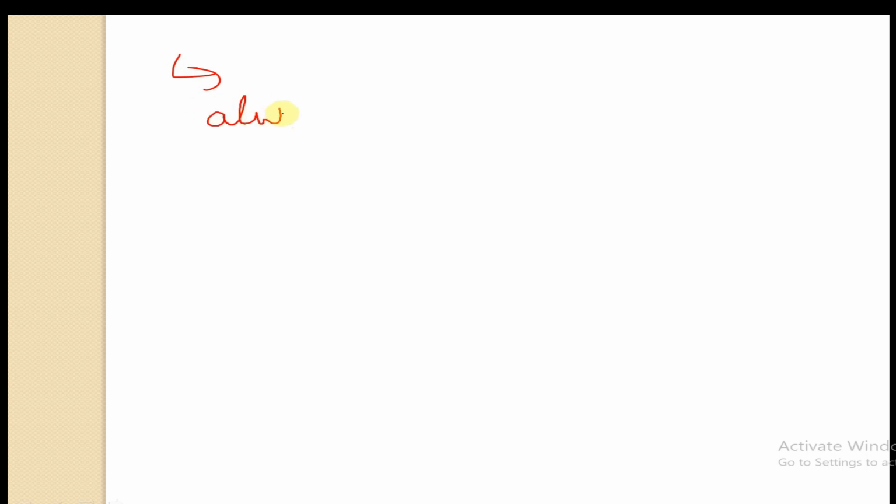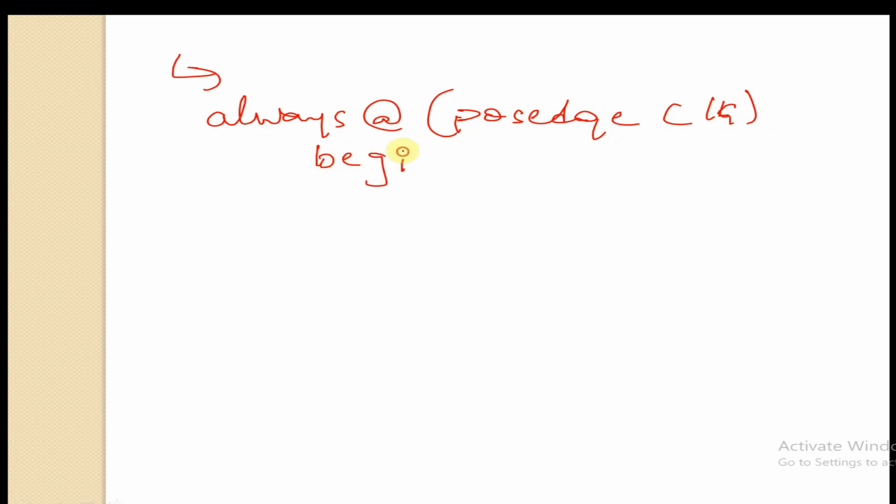So, always at the rate of usage of clock, begin, and A is equal to 0. A is equal to, I'm using intra assignment delay. I will explain it later.